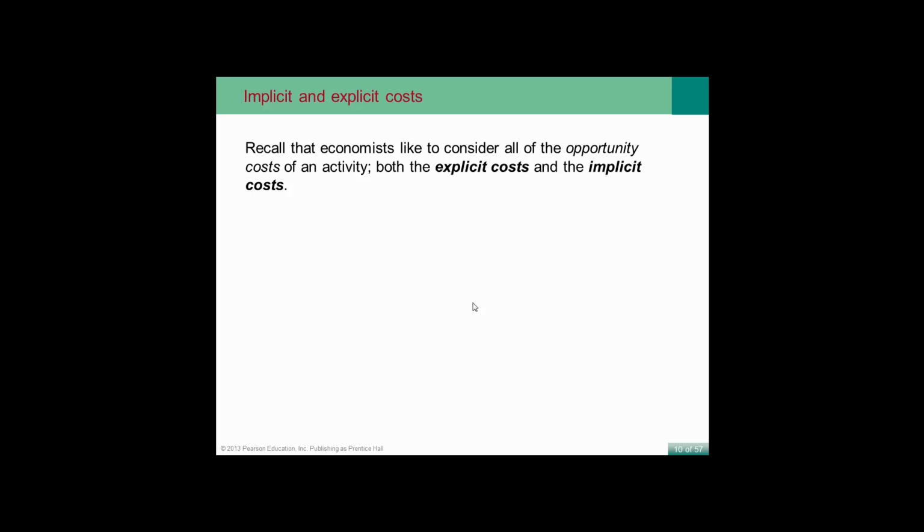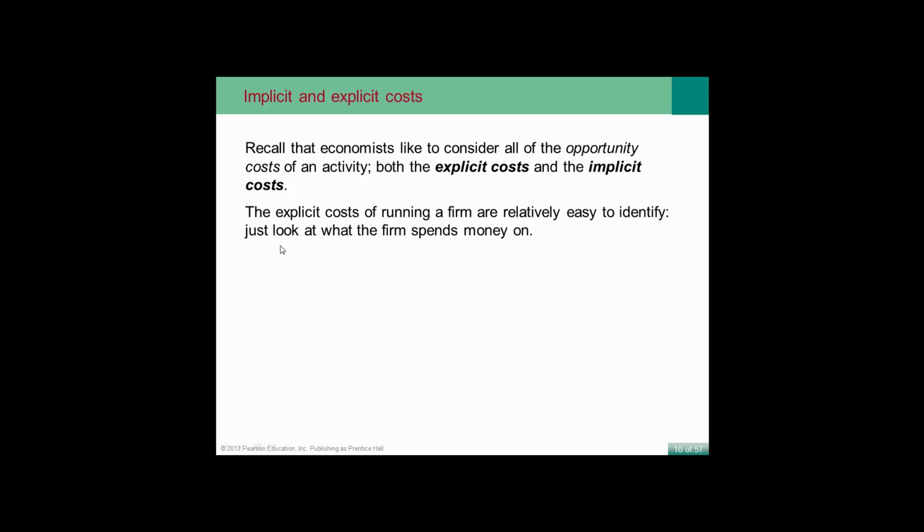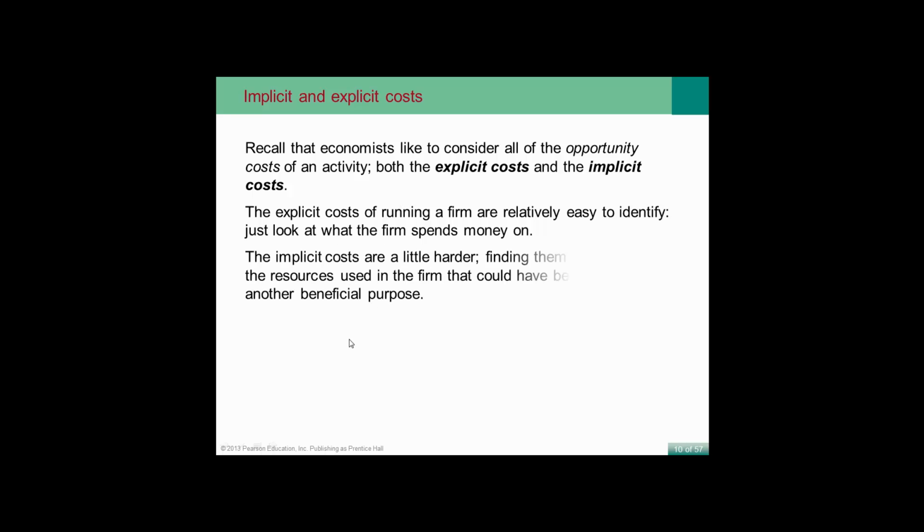We've talked about this in previous chapters. So we're talking about both explicit costs and implicit costs. The explicit costs of running a firm are relatively easy to identify. Just look at what the firm spends the money on. Explicit, what are we spending money on?